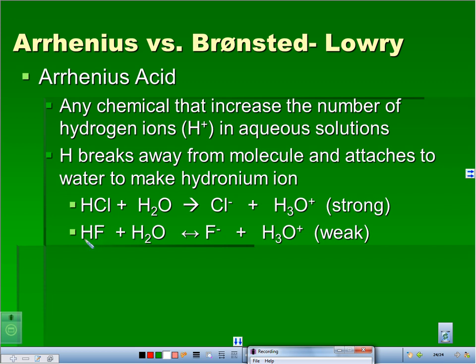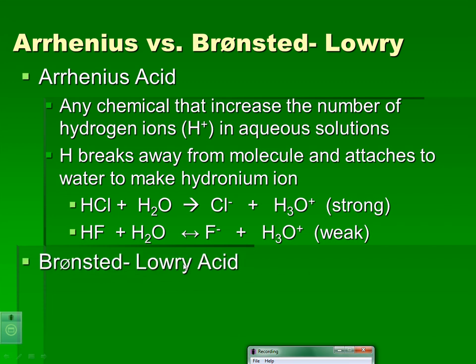Electronegativity. Yep. Fluorine has such a high electronegativity that it causes this bond to be stronger than the HCl. So a stronger bond causes it to lose its hydrogens less, which makes it a weaker acid because it doesn't lose hydrogens as much. Kind of crazy. All right.